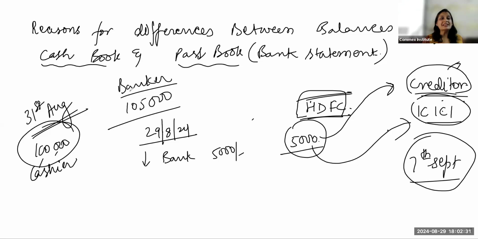Now I wonder why this difference is there. This difference is there because as soon as I issued a check, my cashier would have credited my cash book, bank column. But my banker will decrease my bank balance only on 7th September, when he actually makes the payment to the creditor. So this is what you call a timing difference.